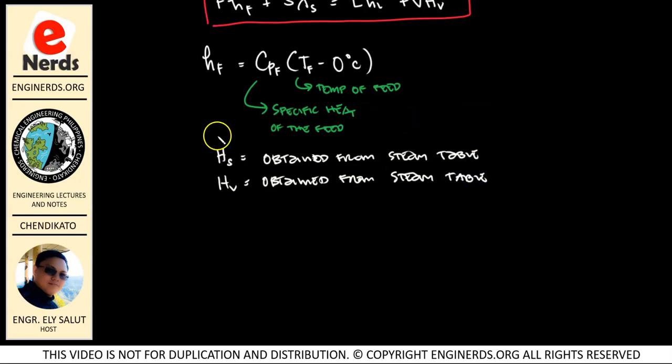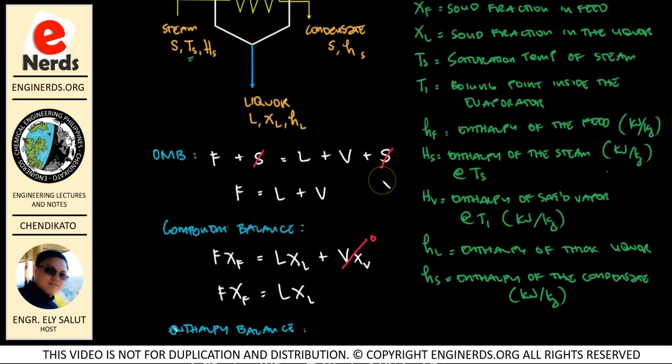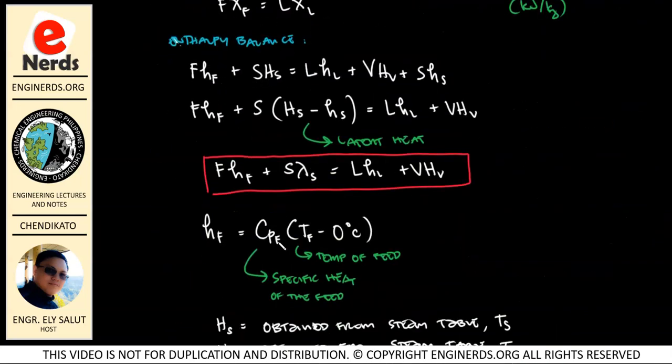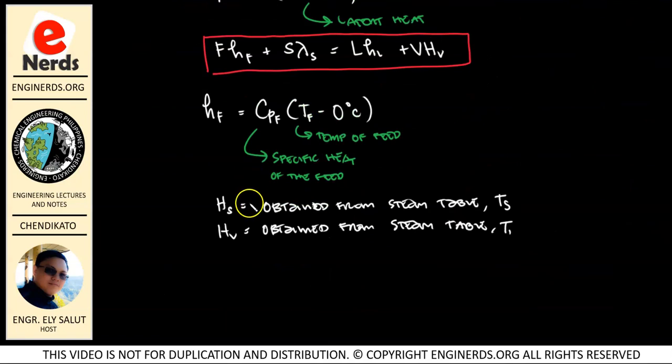Now, if HS, okay, so yung enthalpy sa ating steam is obtained in steam table based from its saturation temperature. Ito namang ating HB sa ating vapor will be taken from the steam table kung saan ang basis naman natin dito will be at temperature T1. Okay, so yan naman ang ating temperature para sa ating HV. Okay, so punta na tayo dito sa ating HL, no? Paano natin makukuha itong enthalpy sa ating liquor, which is HL?